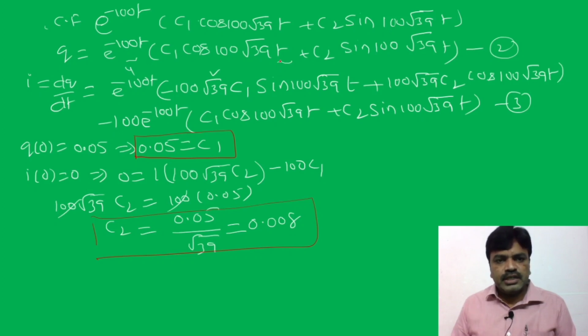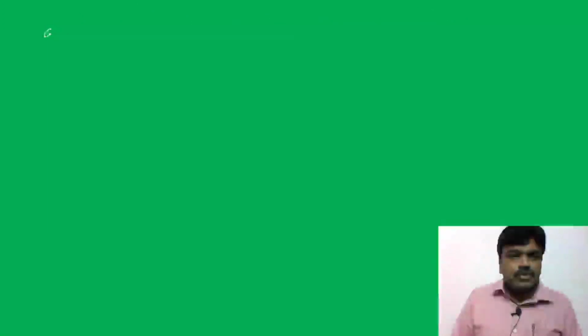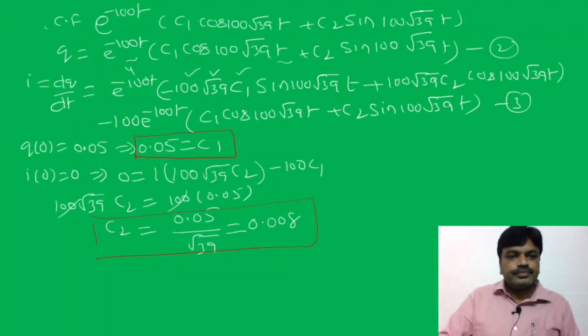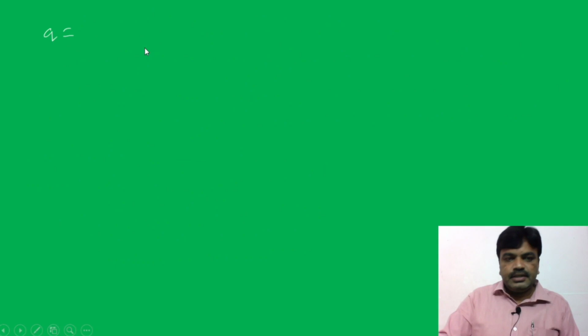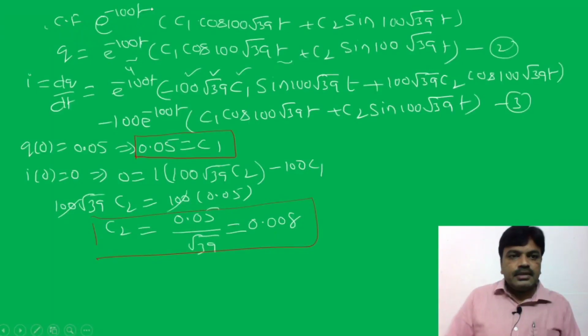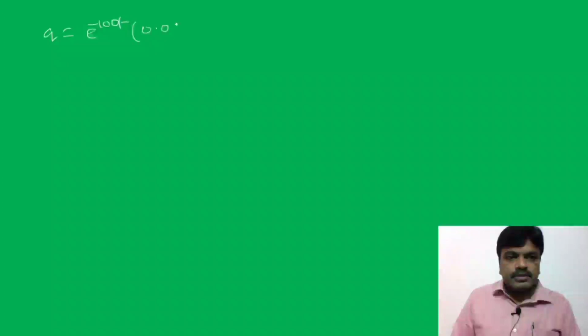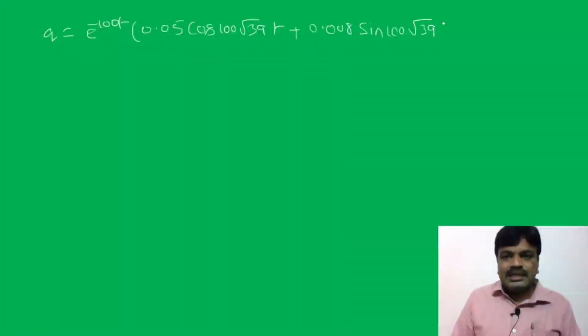So first you substitute in Q and you get Q is equal to e power minus 100t, C1 value 0.05, 0.05 cos 100 root 39t, plus C2 value 0.008 sin 100 root 39t, bracket close. This is the charge in the circuit at any time t.